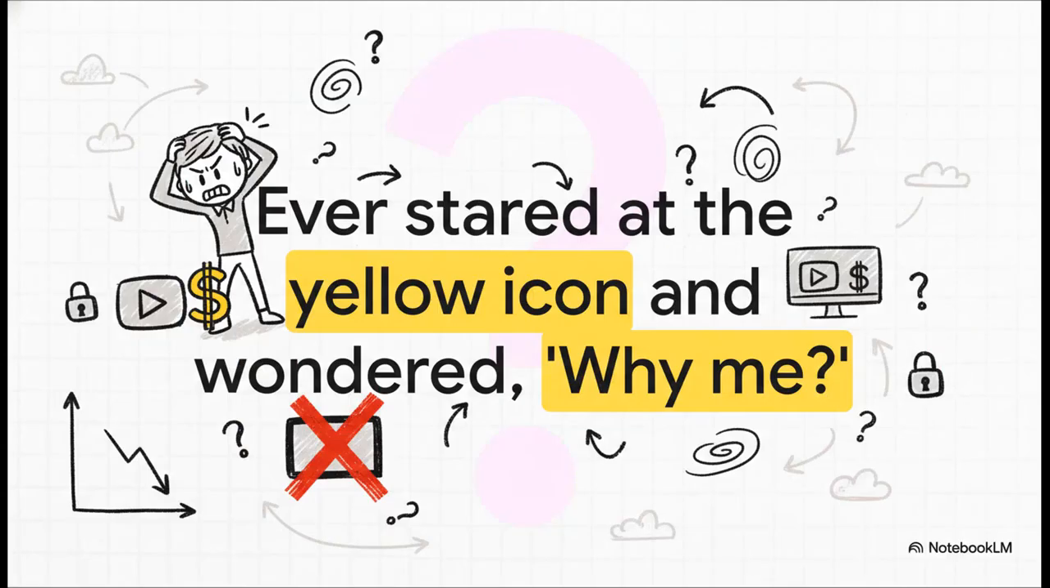We've all been there. You pour your heart and soul into a video. You hit that publish button, and then bam, that dreaded yellow $ sign pops up. Limited ads. Or even worse, the red slash. No ads at all. It's so frustrating. So what's really going on behind the scenes? Let's figure it out together.